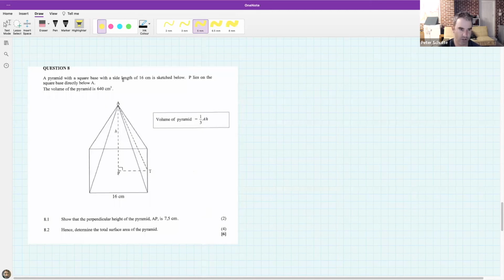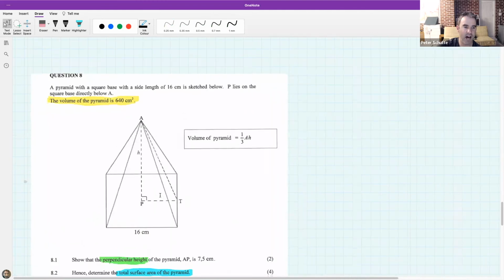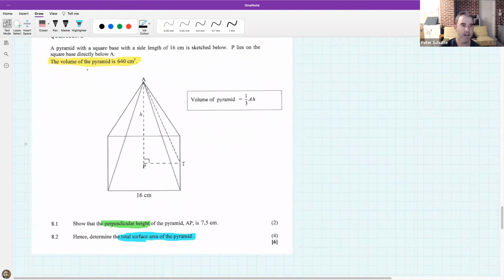But what this question is about is it involves volume at the beginning. They actually give you the volume. But in the question, they ask you to find the perpendicular height. And then at the very end, they ask you to find the total surface area of the pyramid. Now, this is from an old exam paper. So what I want to do first is look at this question, and I just want some suggestions from the class as to how we would go about solving it. So let's read it together.